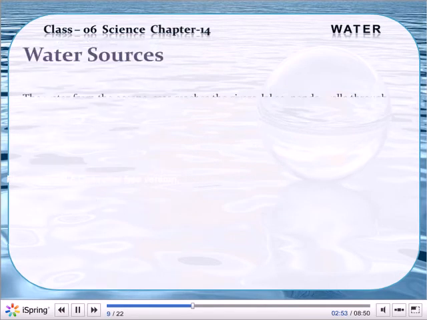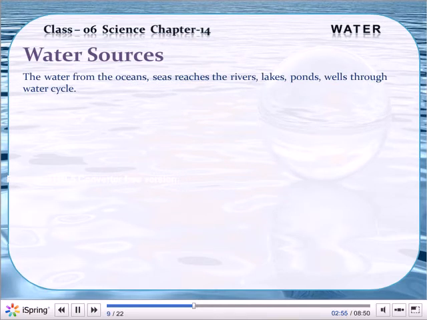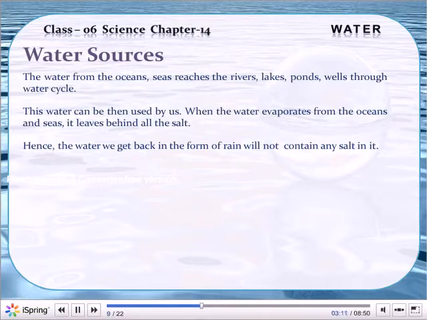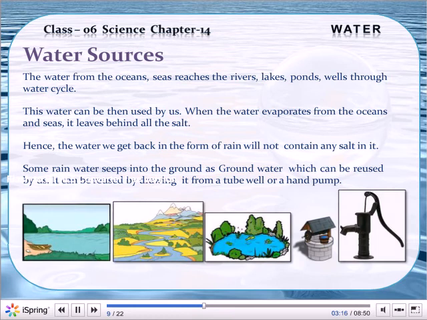Water sources. The water from the oceans, seas, reaches the rivers, lakes, ponds, wells through the water cycle. This water can be then used by us. When the water evaporates from the oceans and seas, it leaves behind all the salt. Hence, the water we get back in the form of rain will not contain any salt in it. Some rainwater seeps into the ground as groundwater, which can be reused by us. It can be reused by drawing it from a tube well or a hand pump.